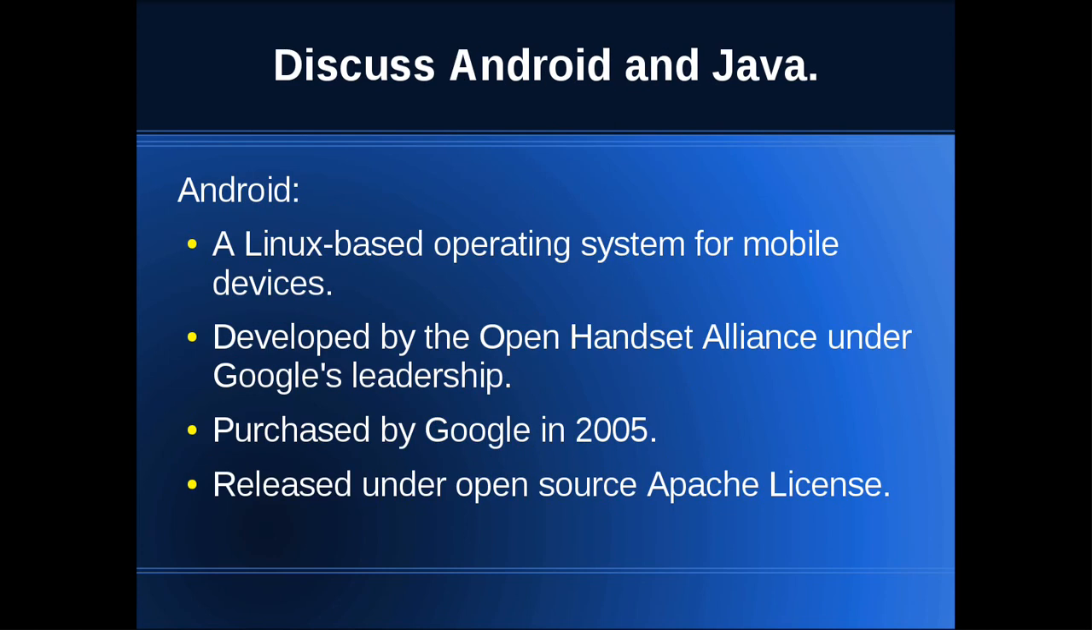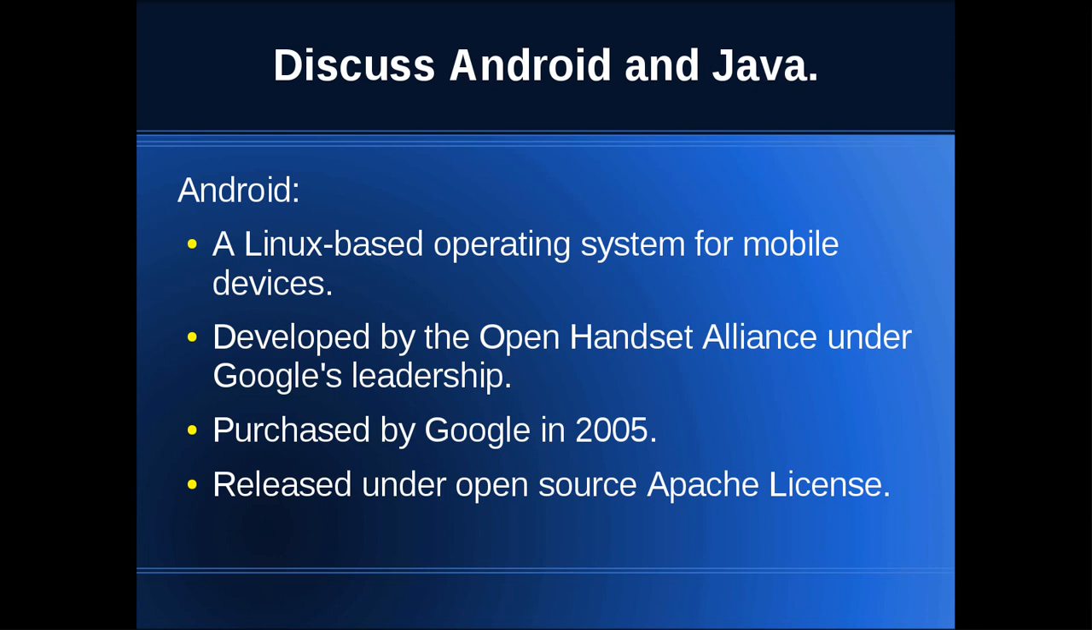Okay, let's jump right into it. Android and Java. Android is a very popular Linux-based operating system for mobile devices. There was an announcement the other day that Android has hit 900,000 activations per day. So you can imagine how popular Android is right now. It's developed by the Open Handset Alliance under Google's leadership.